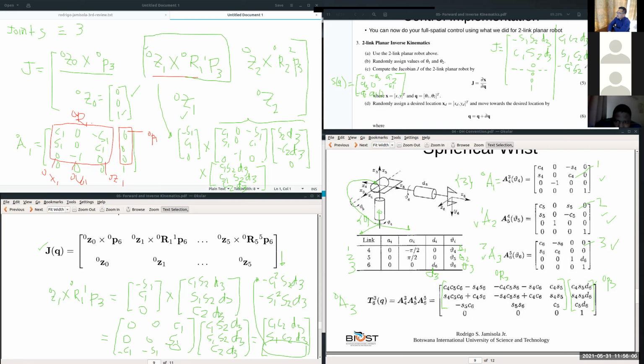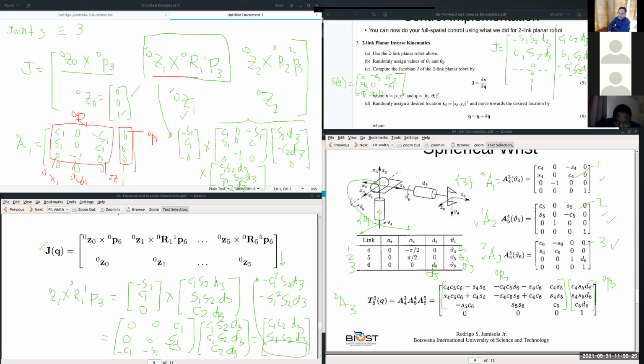minus S1 squared, S2, D3. Okay, so this is the position part.